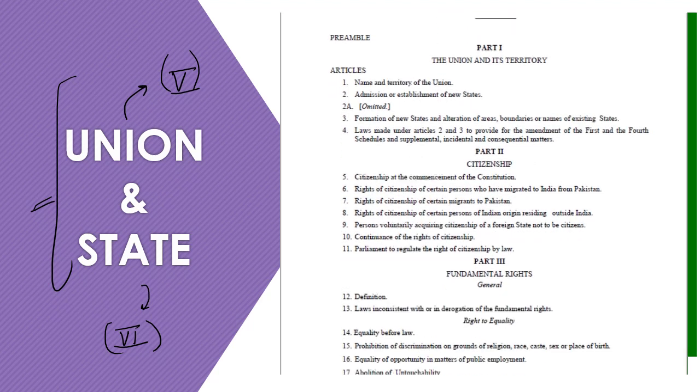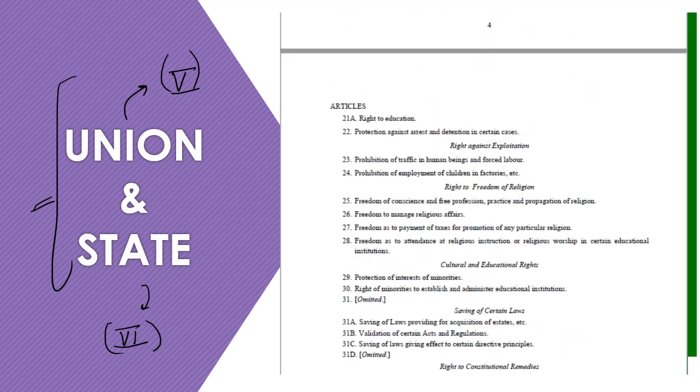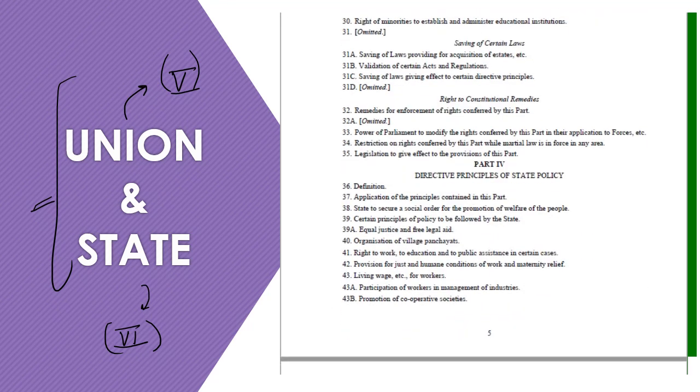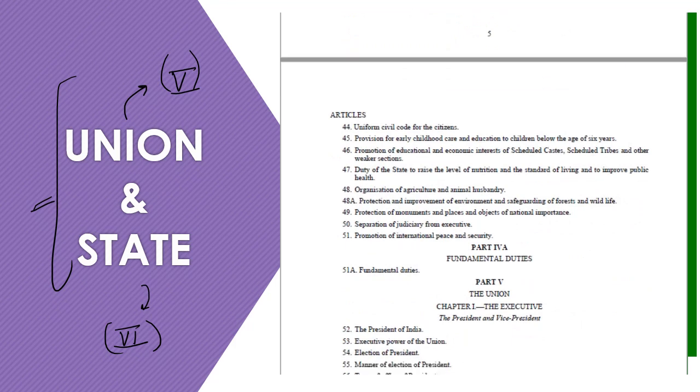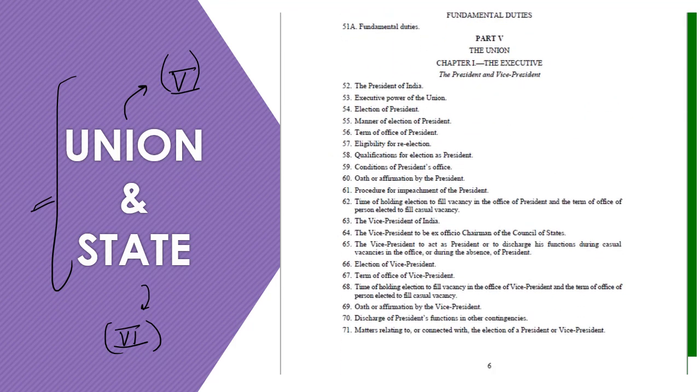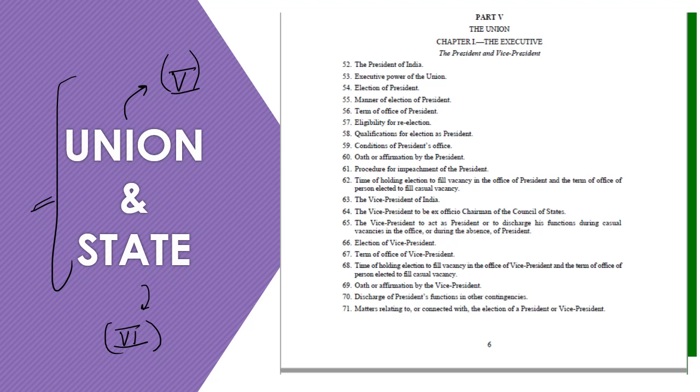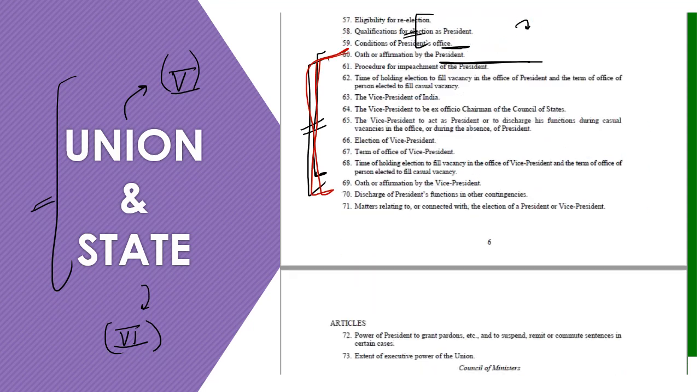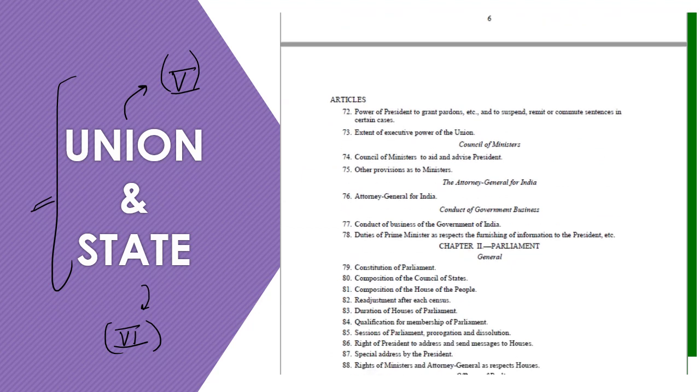So as I scroll down, I go from part 1, part 2, part 3, and then I see part 4, and now we scroll into part 5. Okay, so here you see the part 5, it says the union, and then it talks about the union executive. And here you can see it talks about the president and the vice president, and you have all of these provisions relating to the president. So when you want to know something about the president, then you look here and it tells you everything that you need to know. Scrolling further, you can see the Council of Ministers here.